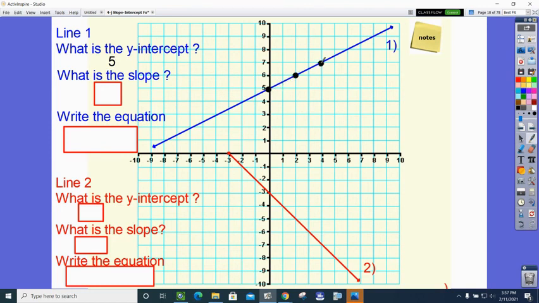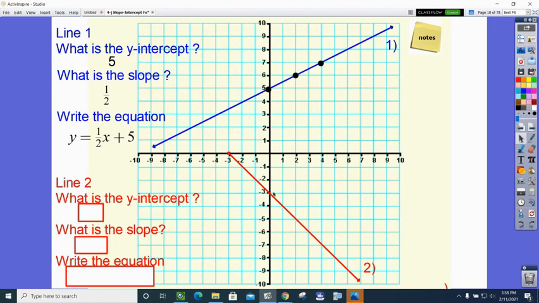There's another one up there. There's a whole bunch. But I'm going to rise 1 and run 2. 1 over 2 is my slope. Once I have those two, I don't need my BFFs, my Fave 4 or anything. Y equals mx plus b. Y equals 1/2 x plus 5. Okay, do number 2.